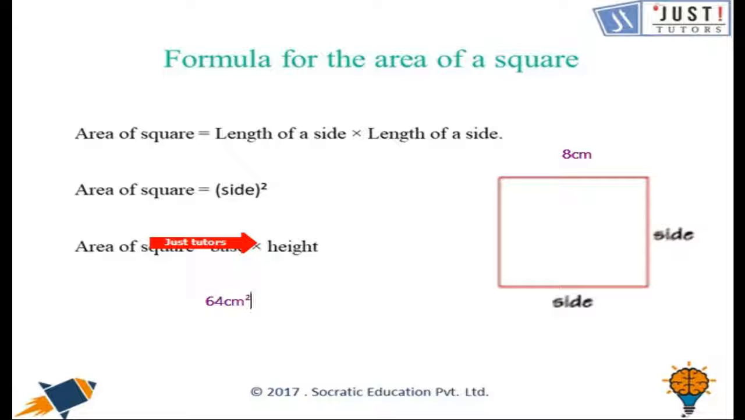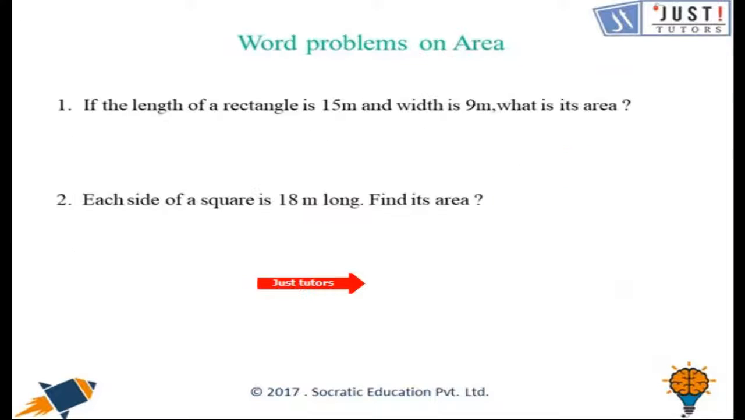Now let's move forward to the next slide. Here are a few word problems related to area. Let's read the first one. If the length of a rectangle is 15 meters and the width is 9 meters, can we work out its area? Let's recall that length times width gives you the area of the rectangle. So 15 meters times 9 meters gives the area of the shape, which is 135 meters squared.